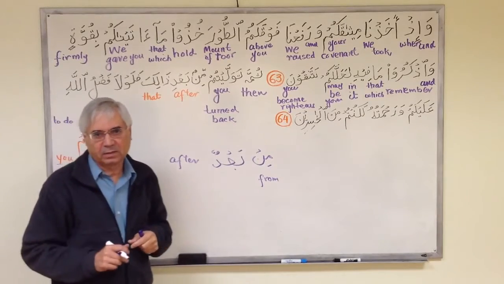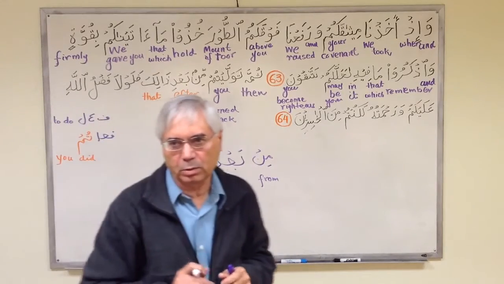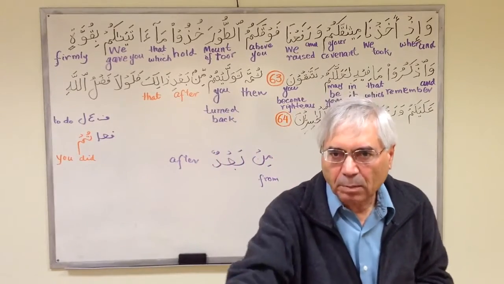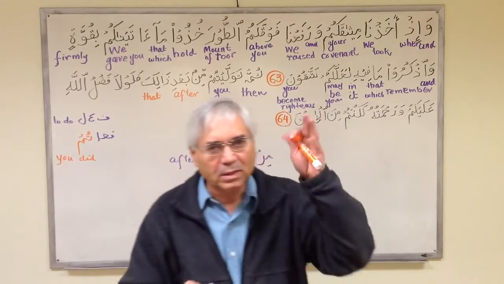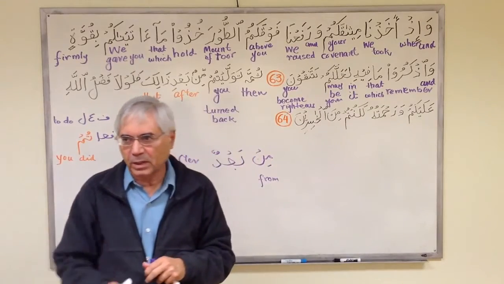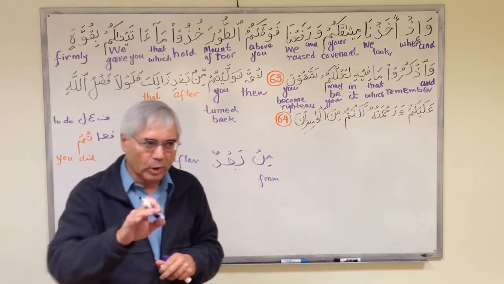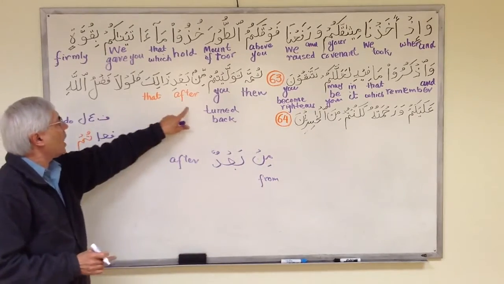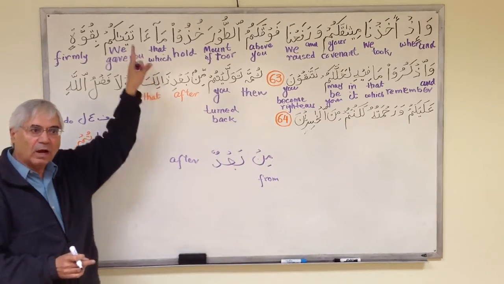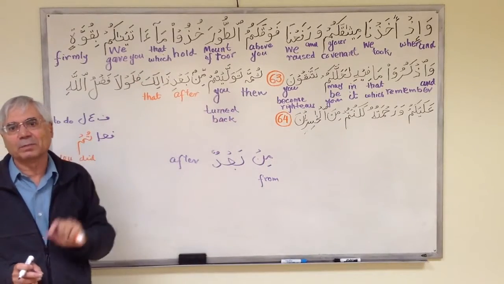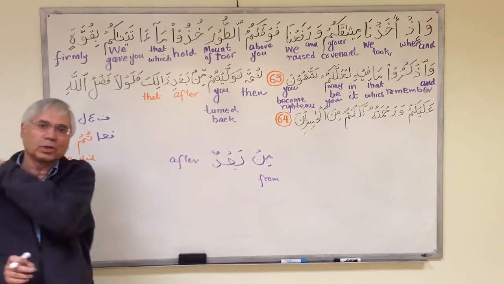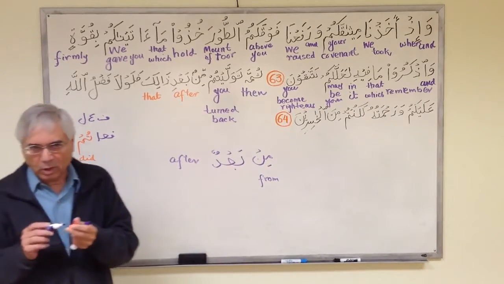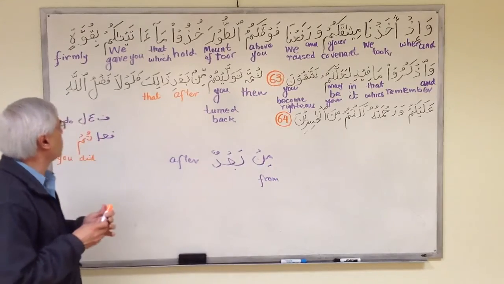Zalika means that. Zalika al-kitab, that's the book. Alif lam mim, zalika al-kitab, that is the book. So zalika means that. You're pointing to something, ishara, and saying that thing. So here, after that means after signing, after agreeing on the mithaq, you turned back. You went away, back to your disobedience to Allah subhanahu wa ta'ala. Okay? So that's what we meant.